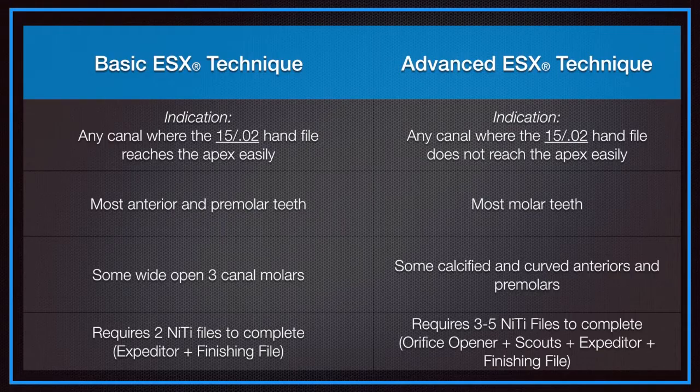So those cases, you get the 1502 down to the apex, you get the expediter down using SSC, and then you finish with a corresponding finishing file. Advanced technique is used in advanced canals, and our definition of advanced canals are those canals in which a 1502 hand file cannot reach the apex fairly easily. So in those cases, you need to do some working until a 1502 can reach the apex, and then once the 1502 is down at the apex, then you can use the basic protocol to complete those.